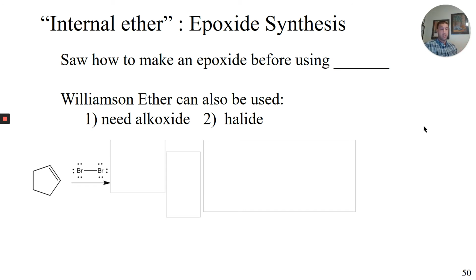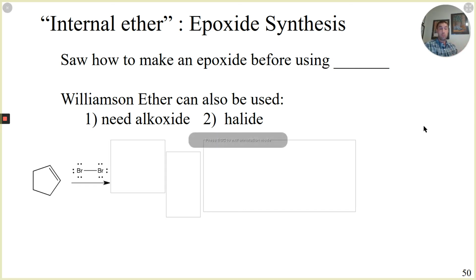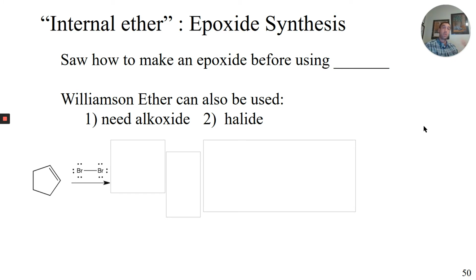We've already seen how to do this, and that we used MCPBA, lowercase m, capital C, PBA. Right? MCPBA had a fun little mechanism where it all happened at once in this one glorious little mechanism result, and we got our product. Okay? Williamson ether can make internal ethers or cyclic ethers just as easily as linear ethers. Okay? We still need an alkoxide and we still need the halide.